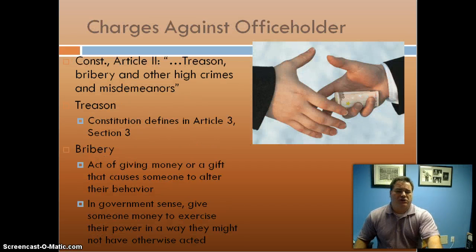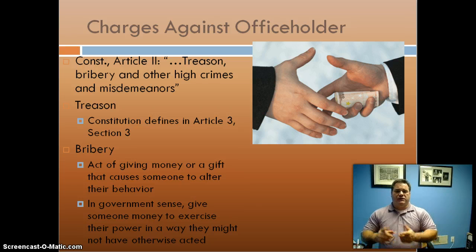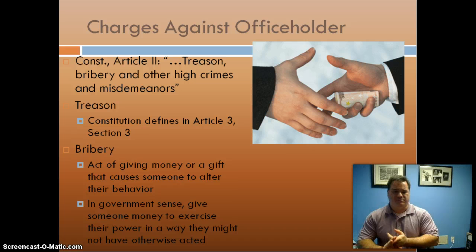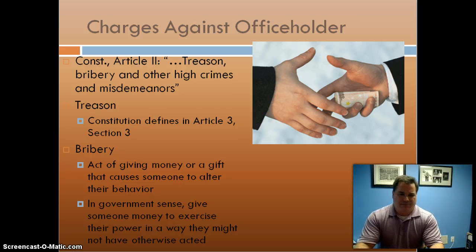Okay. Now, what kind of charges can be brought against an office holder? Well, the Constitution's fairly specific. It talks about, in Article 2, treason, bribery, and other high crimes and misdemeanors. So what's treason? Everybody throws around the word, oh, you're a traitor, and they don't know what it means. Very few people know what it means. The Constitution specifically defines what treason is in Article 3, Section 3.